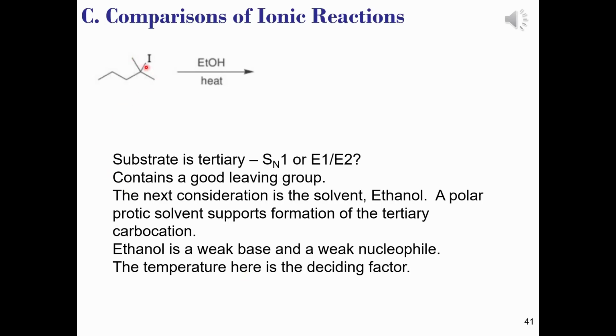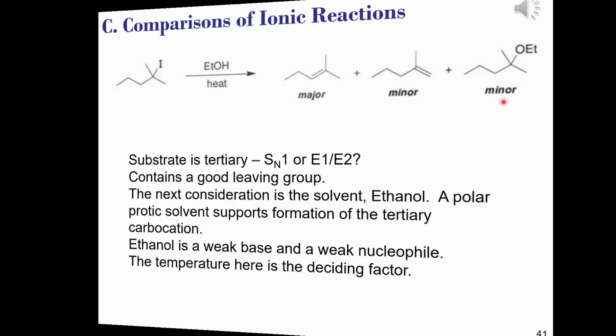See if you can draw all of the possible products from this reaction. Pause the video and resume when you are ready. Okay, so the major product, as I've said, was the more substituted E1 product, whilst the minor products include the less substituted E1 product and the SN1 product, as shown.